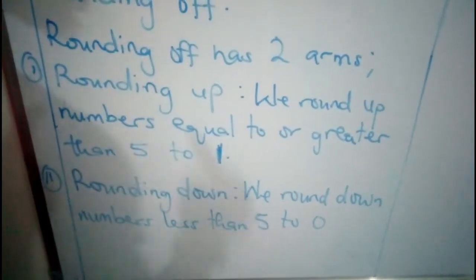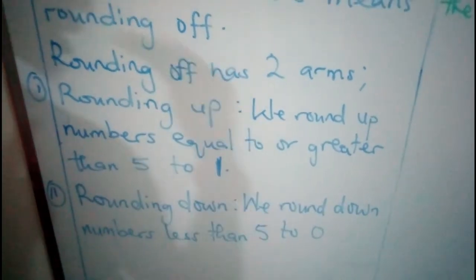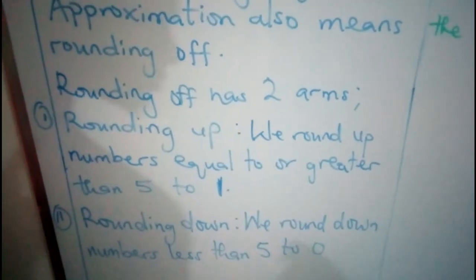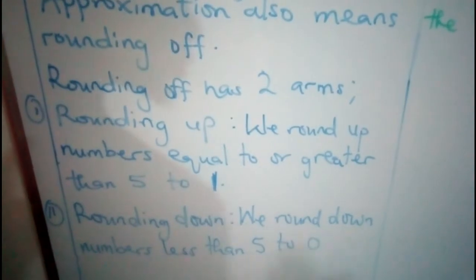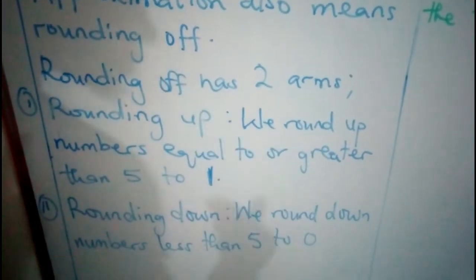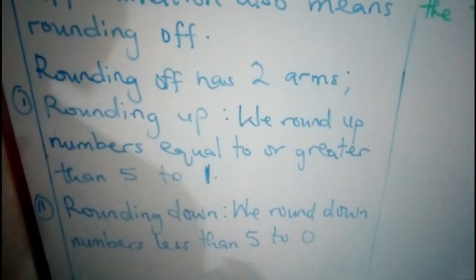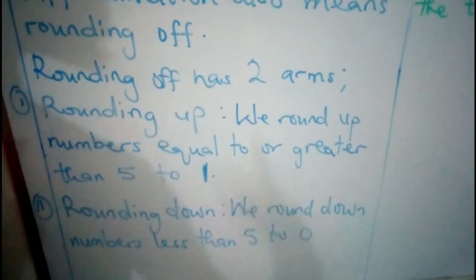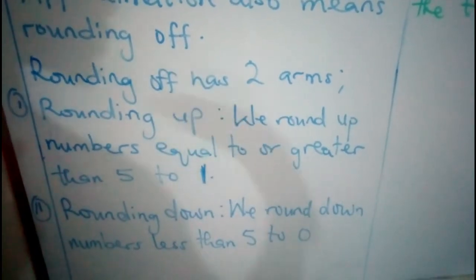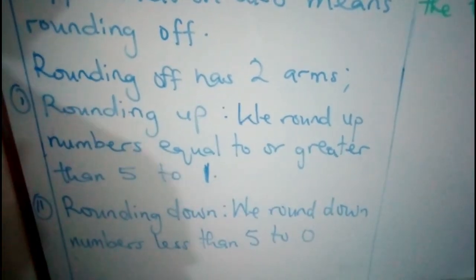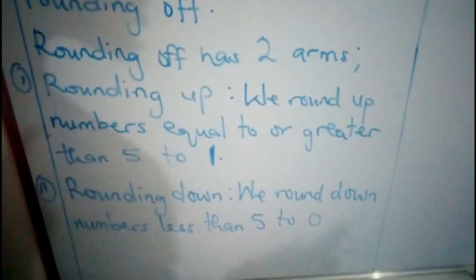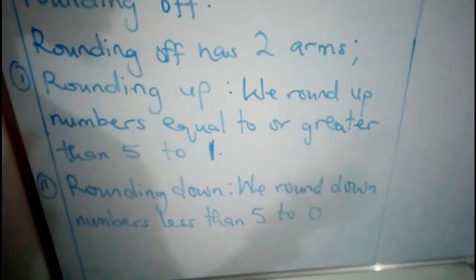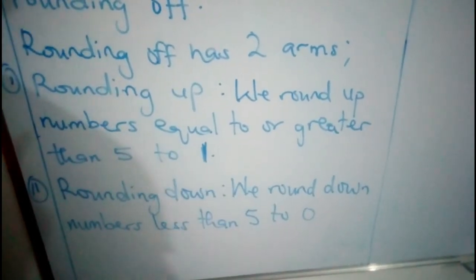I take it again for better understanding. There are two parts of rounding off: round up and round down. We round up to 1. The numbers we round up are numbers that are equal to 5 or greater than 5, for example 5, 6, 7, 8. The second part is round down. We round down to 0, and the numbers we round down are numbers less than 5: 4, 3, 2, 1, and so on.